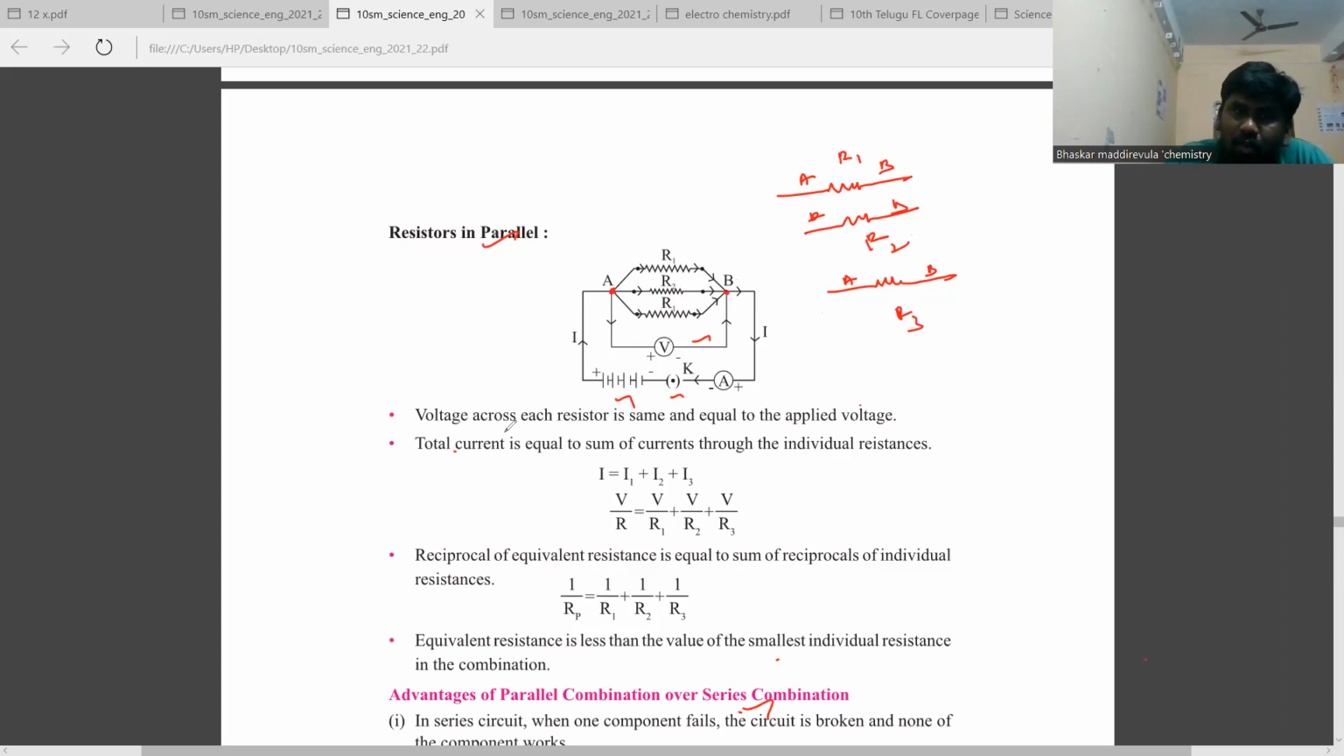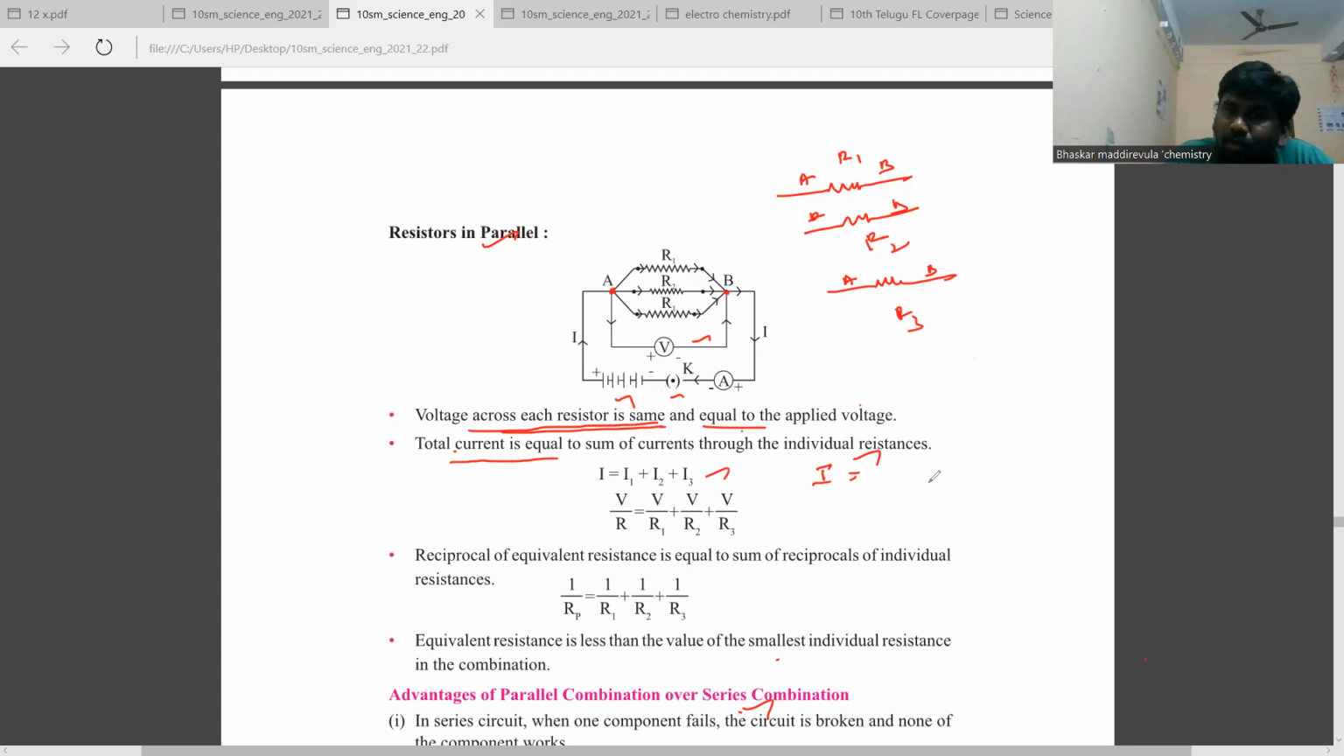Next, the voltage across each resistor is the same here. When the resistors are connected in parallel, the voltage across each resistor is always the same and equal. The potential is the same. Now the total current is equal to the sum of the currents through the individual resistors. That is, I equals I1 plus I2 plus I3.